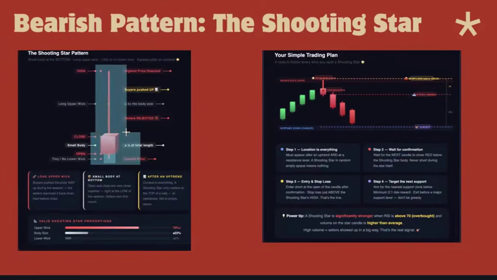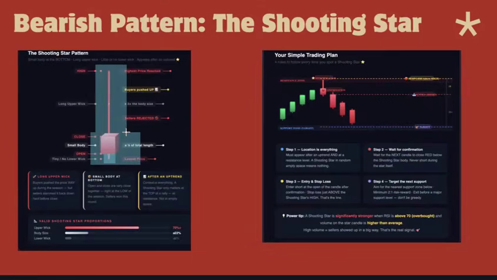Here's the story. During that candle, buyers pushed the price way up, all the way to the high. But then sellers stepped in hard. The long upper wick is the evidence of that rejection. Buyers tried, sellers won. Three things make this pattern valid. The long upper wick: buyers pushed way up, but sellers rejected it hard before close.